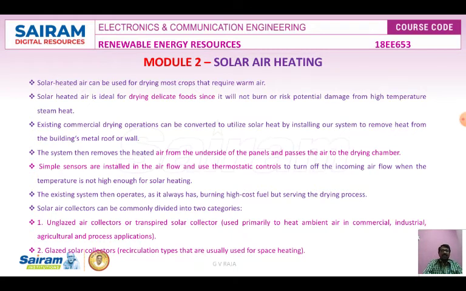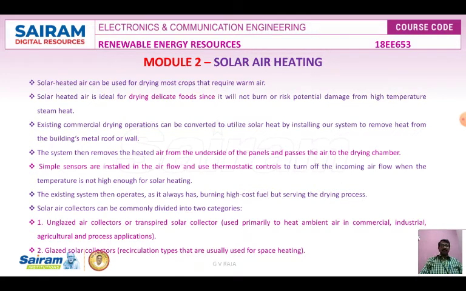Space heating, industrial process heating, this kind of solar air heating process can be used. Solar air collectors can be commonly divided into two categories: one is the glazed air collector, and the other is the unglazed air collector. Glazed in the sense there is a mirror in between the absorber and the insulating plate, which doubles the heating temperature.